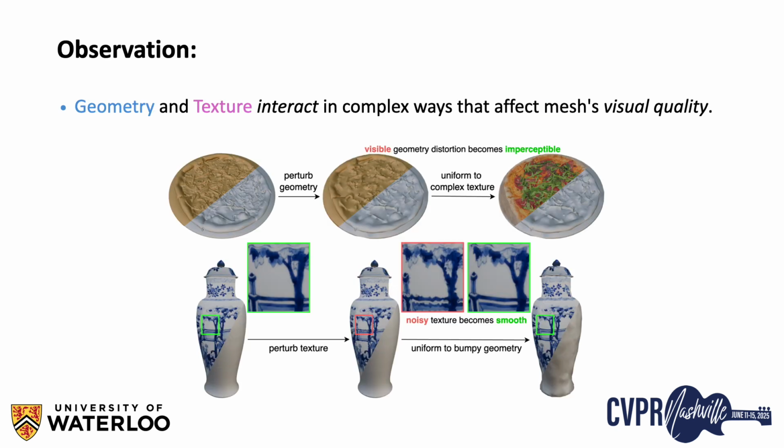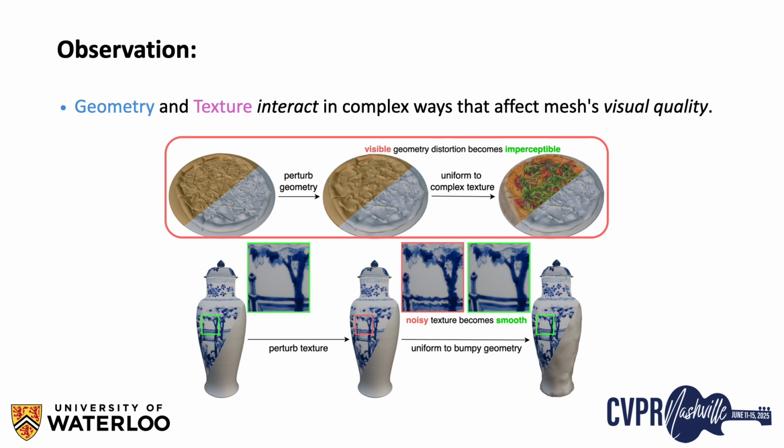To achieve this, we made an important observation. We find that geometry and texture of meshes interact in complex ways that affect their visual quality. In other words, either the geometry or texture can affect the appearance of distortions in the other. This effect is visualized here.